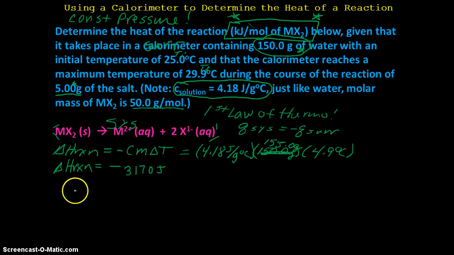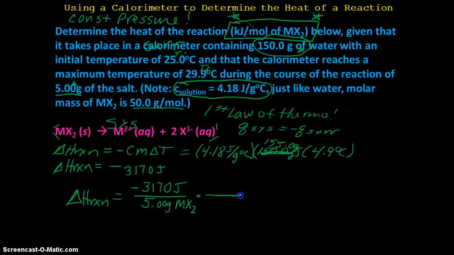So to accurately present this information in the way it was requested, delta H for this reaction is going to be negative 3170 joules for every 5.00 grams of MX2. But I have requested that you tell it to me with kilojoules on top, and instead of grams, I have asked for moles on bottom. And so I just need to supply the required dimensional analysis steps to make this happen.